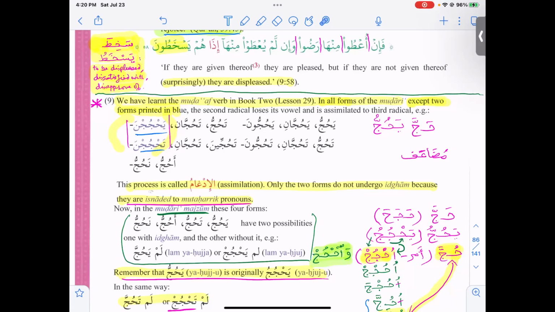Now in the mudari' majzum, the whole thing changes, you know. So we are going to study that next time. Majzum, remember mudari' majzum, especially in huwa, hiya, ana, nahnu. See, yahujju, make it lam, it became lam yahujja. What happened? Yahujju became yahujja. That we will study next time, inshallah.